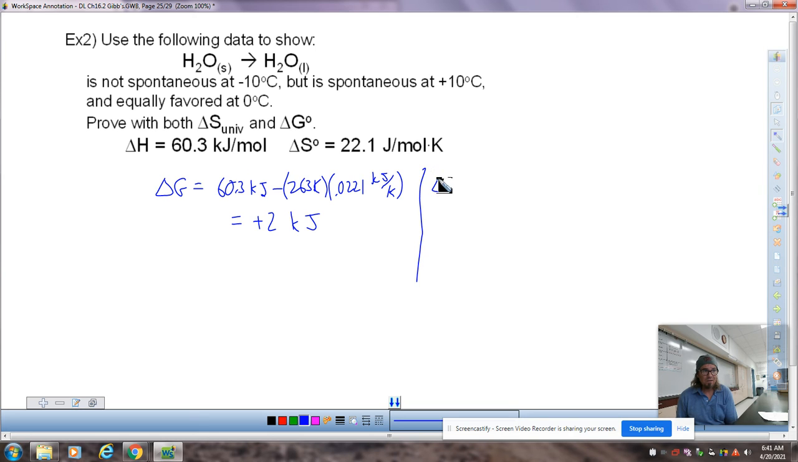Meanwhile, if we were to look at delta S for the universe, we could say that the delta S for the universe for this reaction would be equal to, beginning we would say delta S for the surroundings.